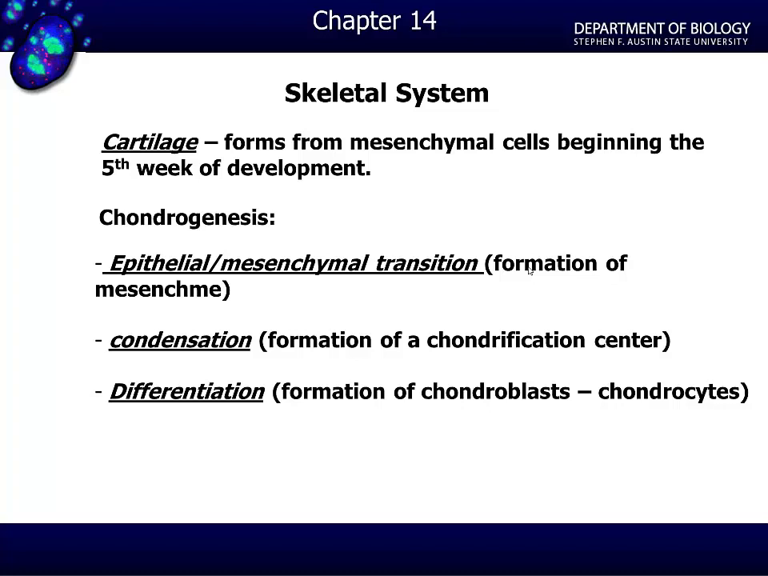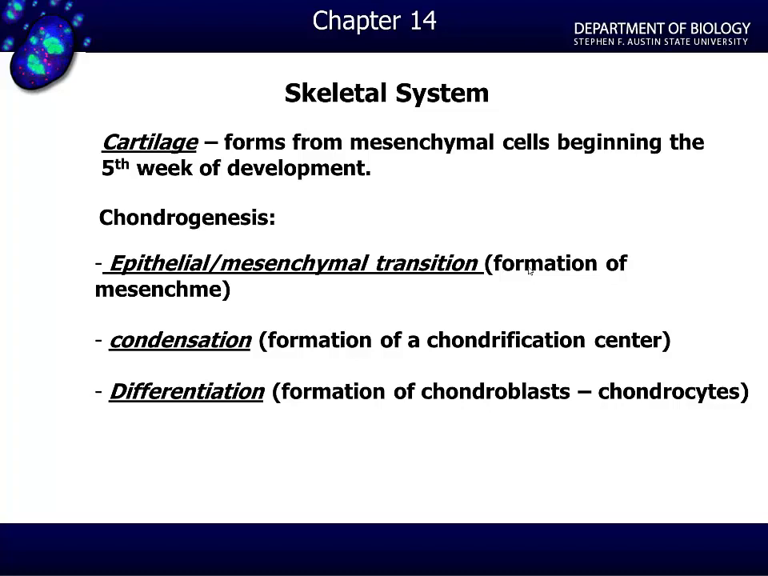And so first we have this epithelial-mesenchymal transition, and this is going to be to form the mesenchyme from our precursor mesodermal tissue. Then groups of these cells will begin to form cell adhesions with one another and compact themselves closely together, and this is termed condensation. And it's within the center of this condensed mass that we're going to form a chondrification center where chondrogenesis is going to begin.